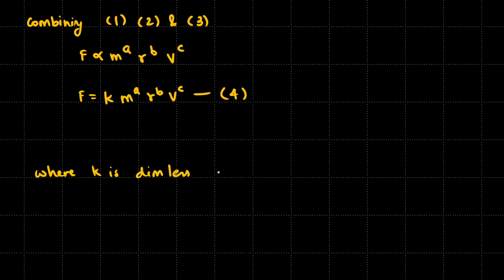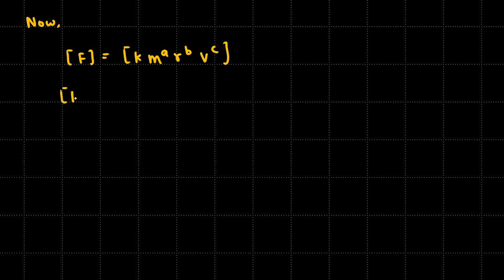Here in this equation, k is a dimensionless proportionality constant. The proportionality constant may not be dimensionless, it may have a dimension, but when we are deriving a relation between various physical quantities, we consider that k is dimensionless, because it makes our life a heck of a lot easier.